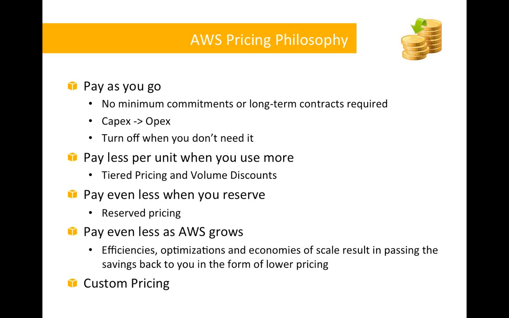Now, even with all of these savings, as AWS grows, as AWS becomes bigger, we translate efficiencies, optimizations, and economies back to you, the customer. So I already mentioned we've cut our costs 20 times since we started. Our pricing philosophy is to bring you, the customer, lower cost over time as we optimize and become more efficient because of our scale. We also have options for custom pricing. If you spend a lot or have a lot of infrastructure on AWS, we may even be able to do custom pricing for large purchases.